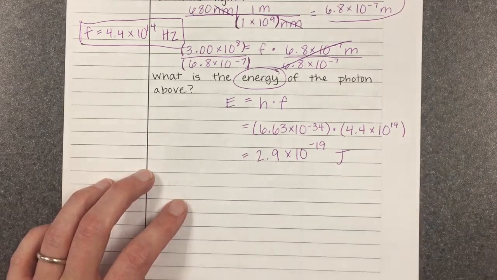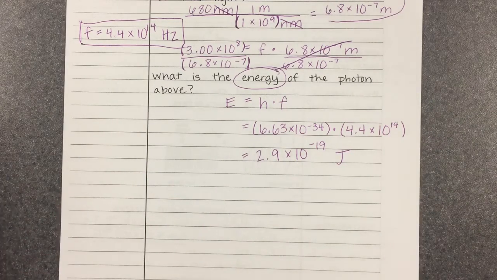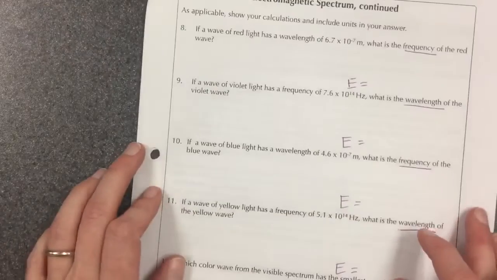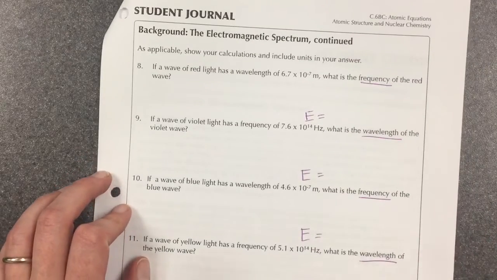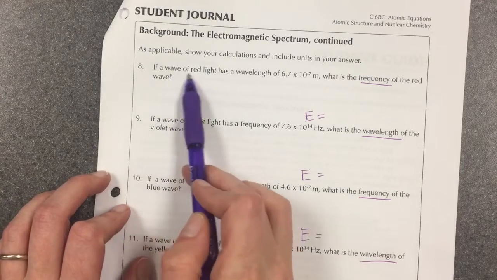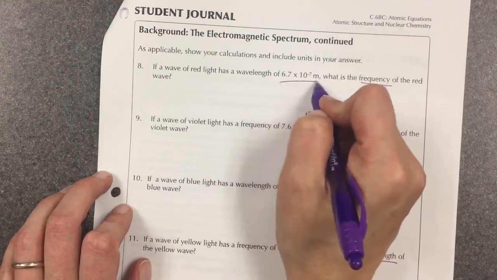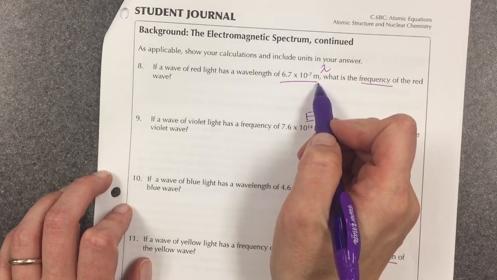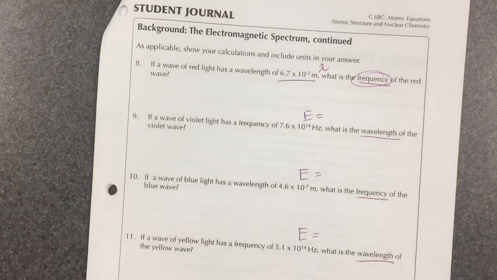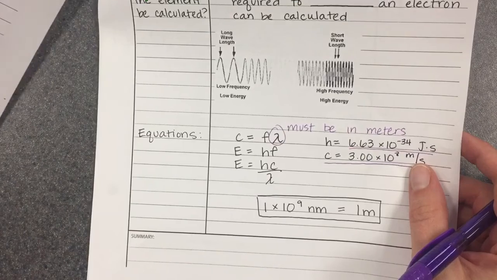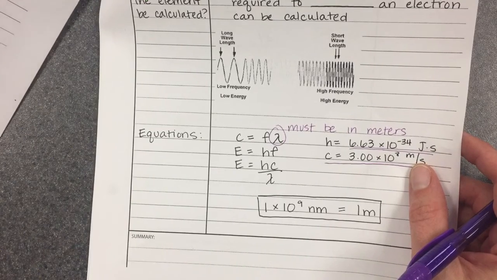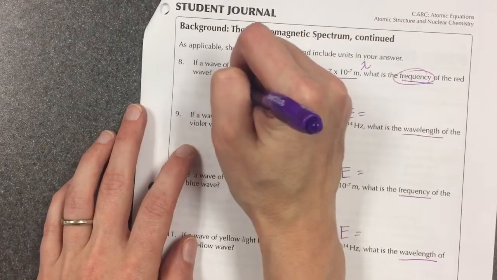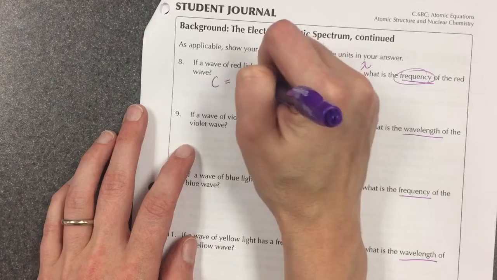Okay? So you guys had some practice problems that we worked on in class. And I'm going to do a couple of them with you just to kind of show you how it works. So if a wave of red light has a wavelength, so this is the wavelength, this is lambda, and it's in meters already, so I don't have to do any conversion. What is the frequency? Well, one more time, I'm going to look at my sheet and figure out which equation to use. It has to have both wavelength and frequency, so it's going to be that first one, the speed of light. So we're using C equals frequency times wavelength.